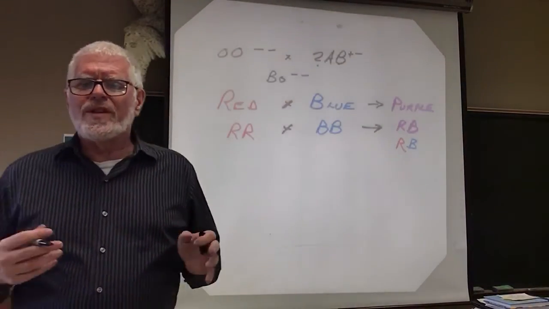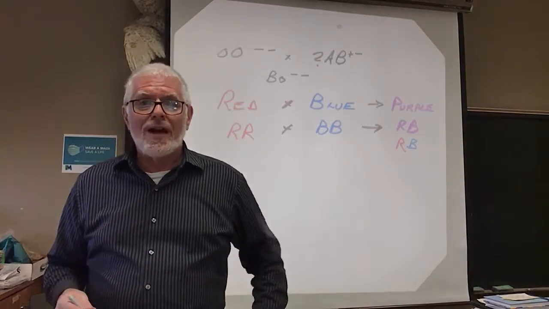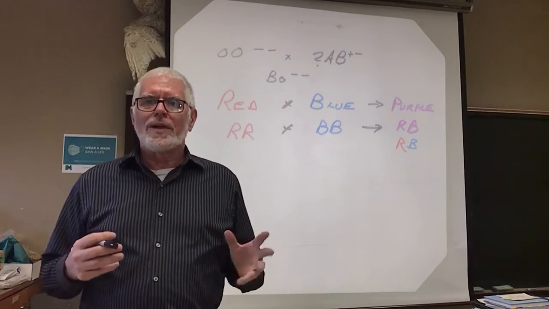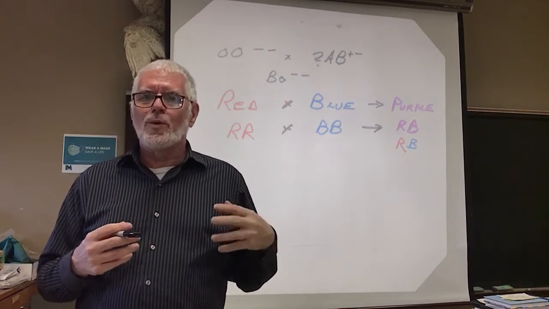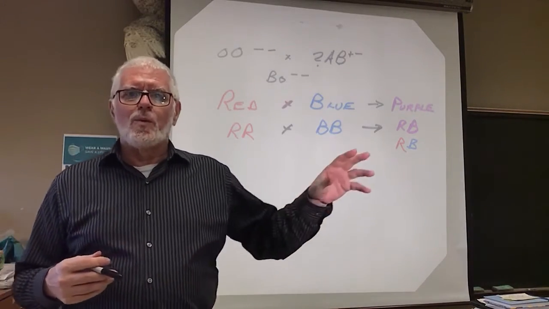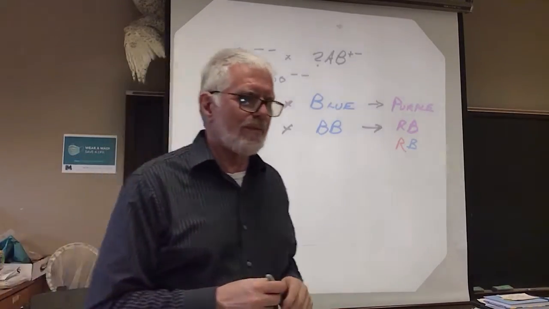Now, the most important thing to notice here is you have a trait, you don't have alleles for that trait. There are no purple alleles here. You only get purple when red and blue are there together. And then the question becomes, well, what happens if we cross the purple flowers with each other?